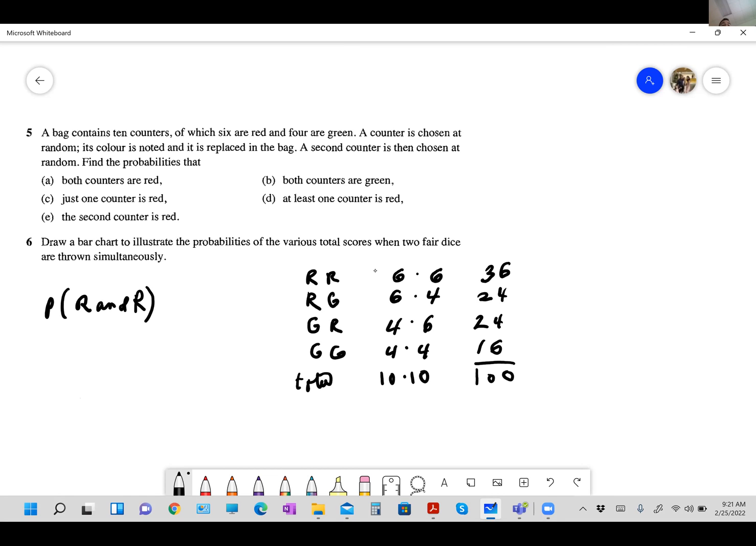And so what's the probability to get red and red? It's going to be 36 out of 100. How about both counters green? 16 out of 100. How about just one red? Well, that's going to be 48 out of 100, right? You could reduce. Just one red is going to be red, green, or green, red.